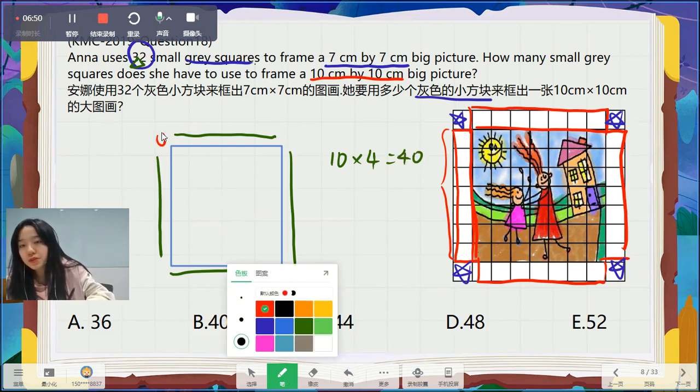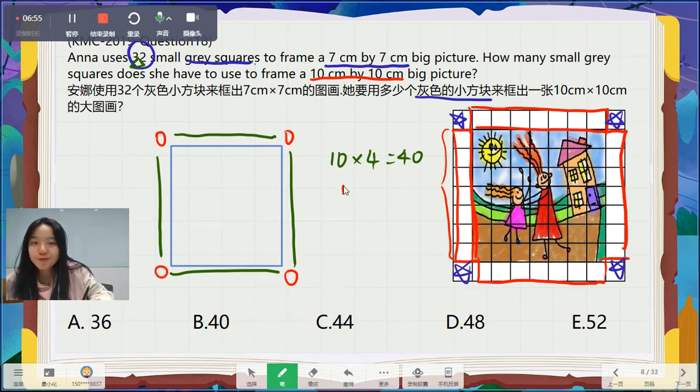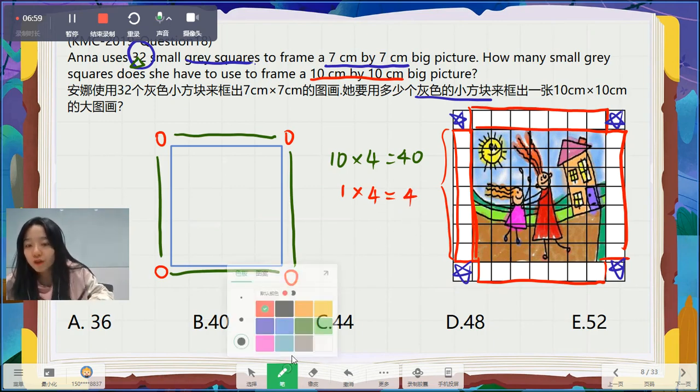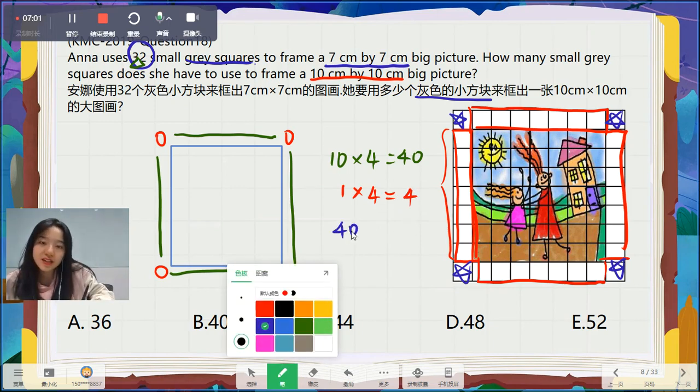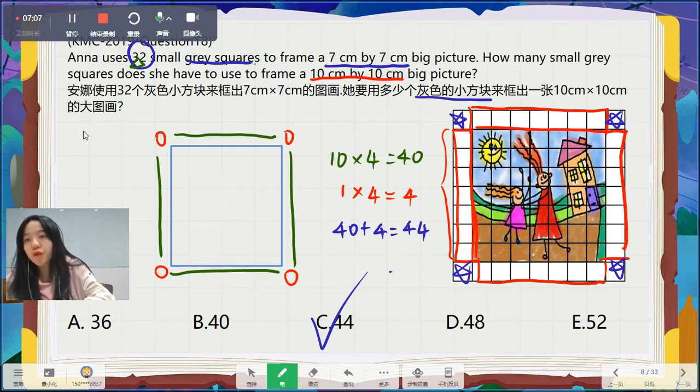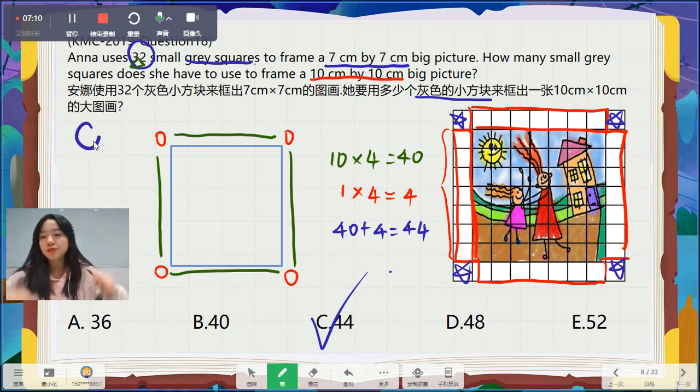But don't forget, we still need to frame the 4 corners. So 1 more square for each corner. 4 corners, we need 4 more squares. Add them together, we can get the total number of squares we need. That is 44. So for this question, we should choose option C.